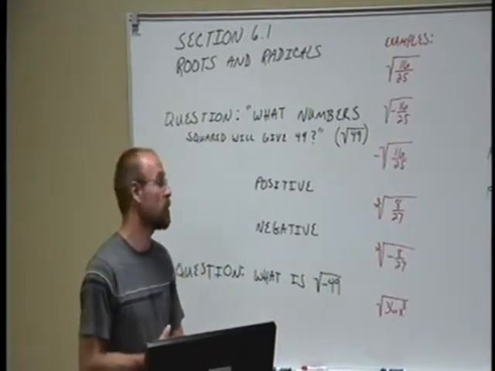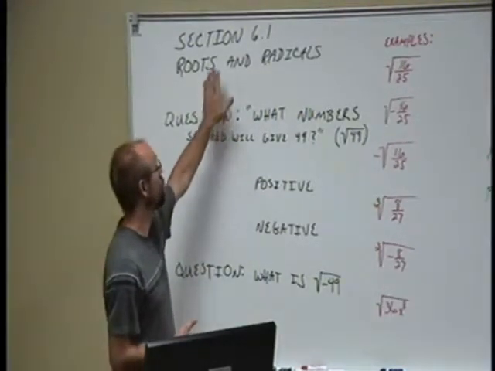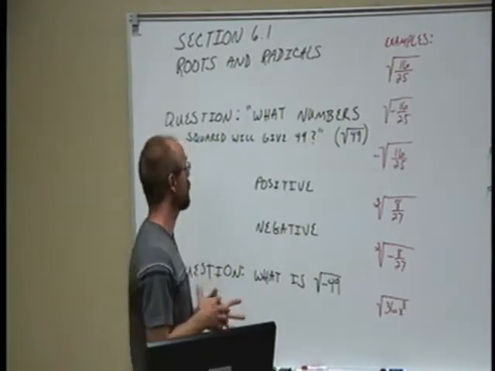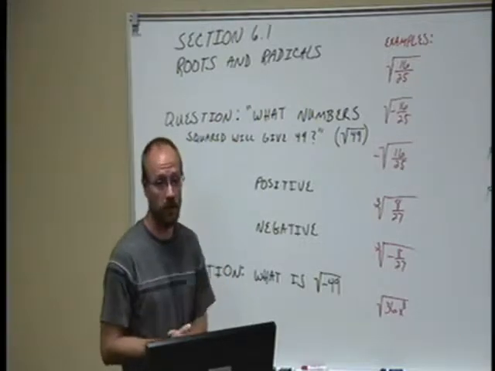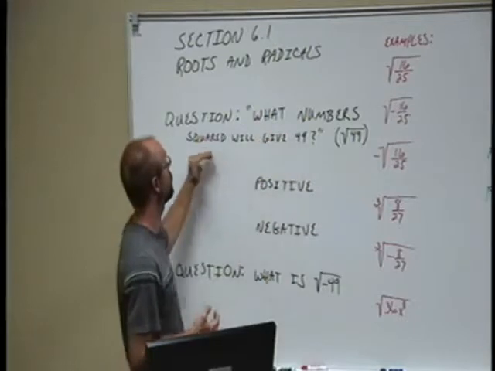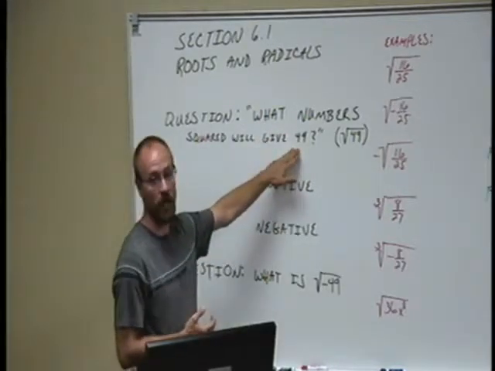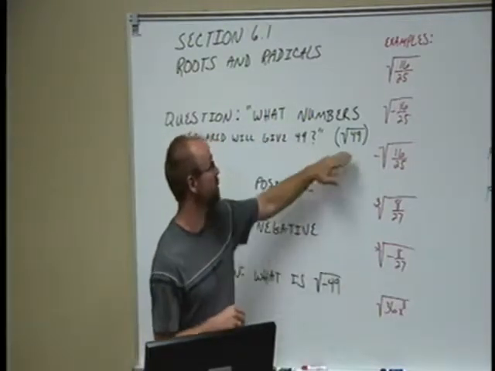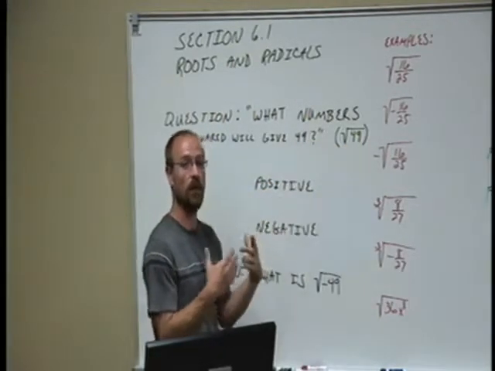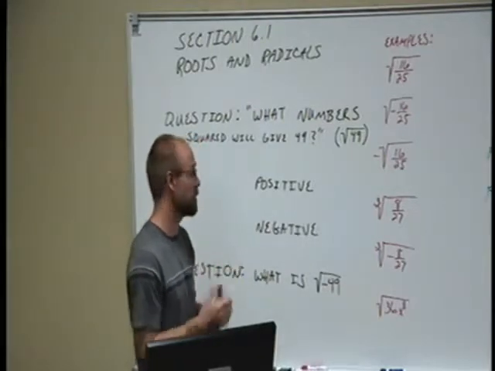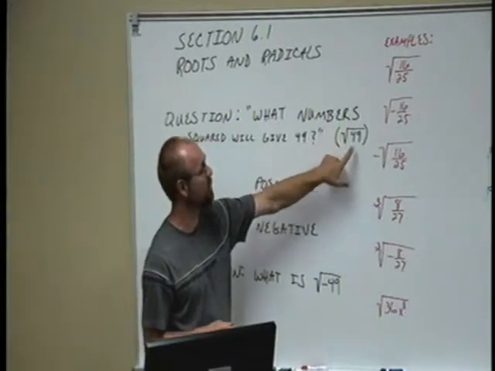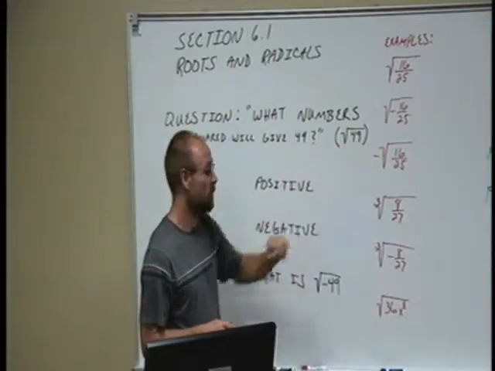My name is Jim Helmer, and in this video we're going to discuss section 6.1, Roots and Radicals. Essentially, what a radical is asking, in one example, is what number squared will give us 49. In mathematical symbolic terms, we have the square root of 49. That's what it asks: what number times itself will give us 49? We're also going to discuss a little bit about indexes and the radicand. We'll get a little bit more into that.